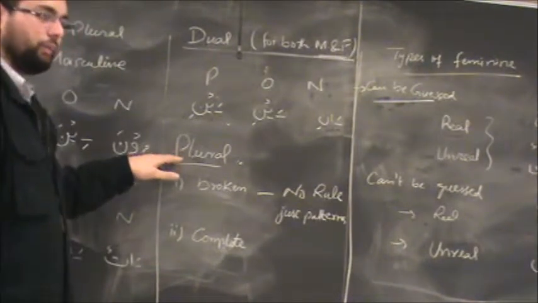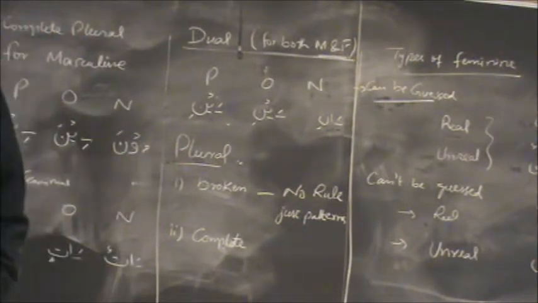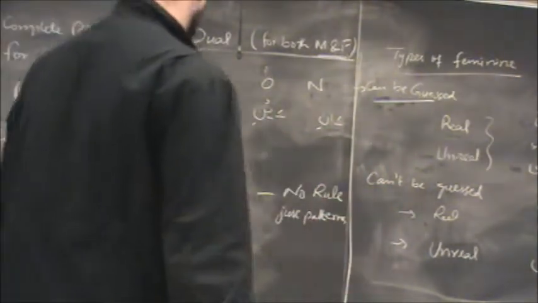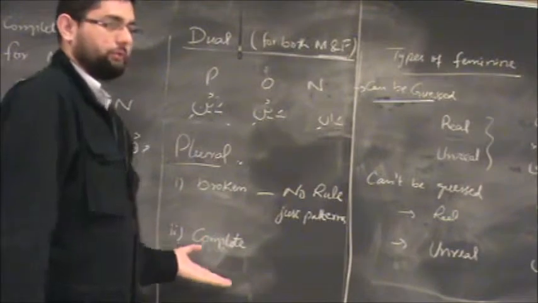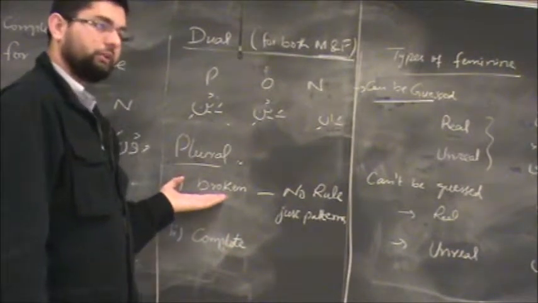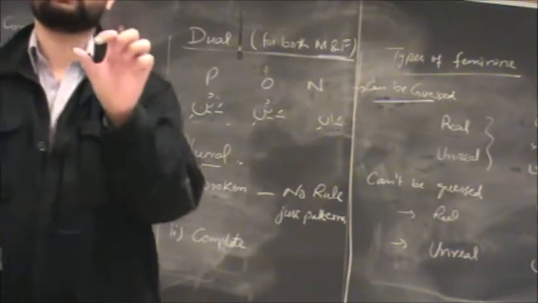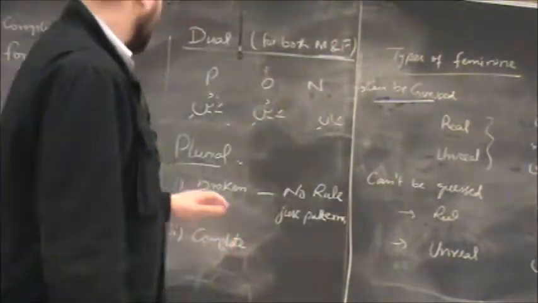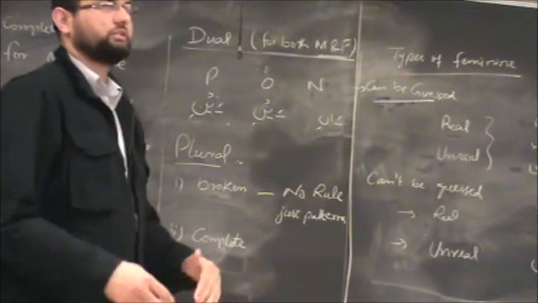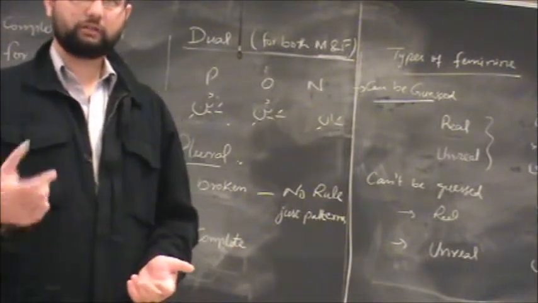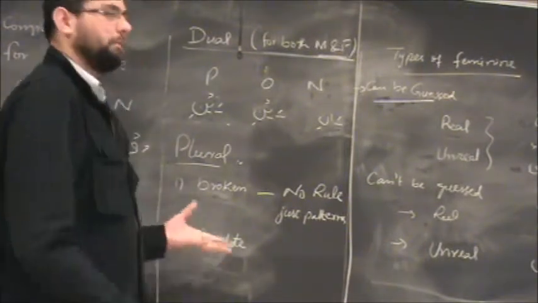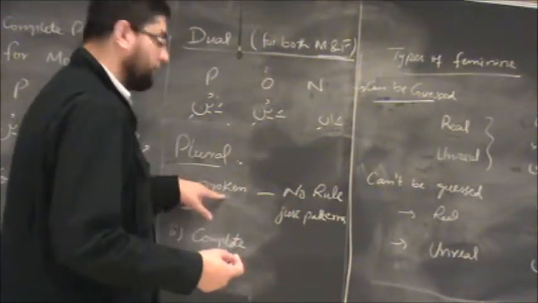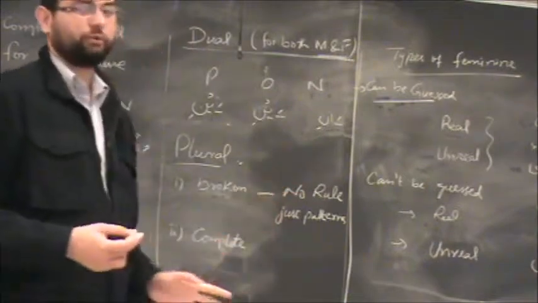And then we went on to the plural number, which means 3 or more than 3. And we said there are two kinds of plurals. One is broken, in which the singular word, its letters get broken. And the other type is where it does not get broken, it remains intact, the singular. So I'm calling it complete, or you can call it intact or anything. So for broken, we don't have any rule.